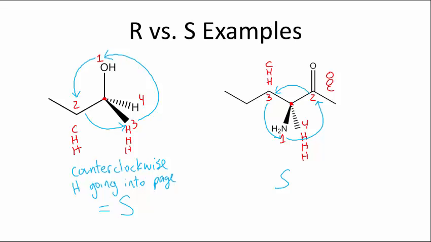So the question is, what about 4? 4 we leave out. So we're only tracing 1 to 2 to 3. And we make sure that 4 is either on the wedge or the dash. But then when we're tracing clockwise or counterclockwise, we're only looking at 1, 2, and 3.